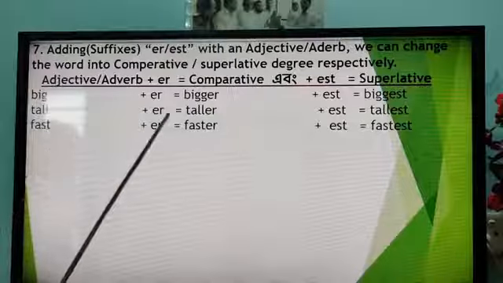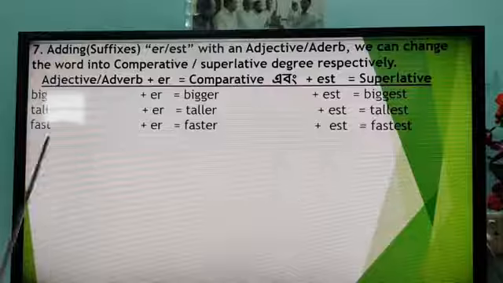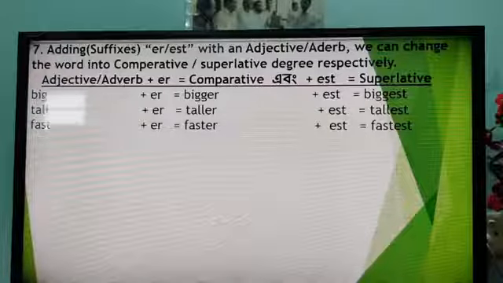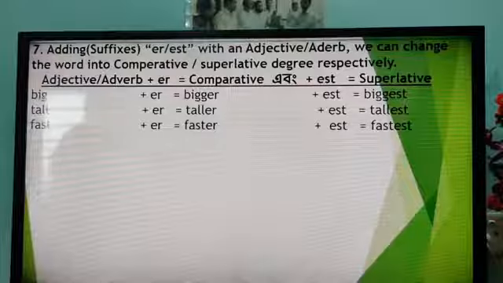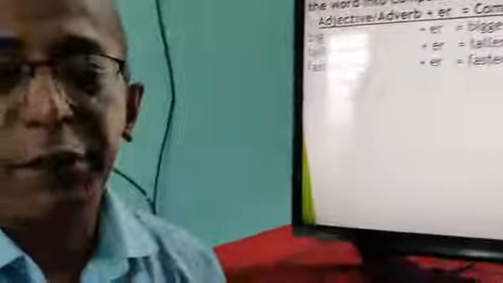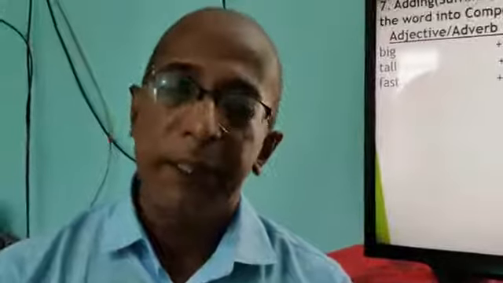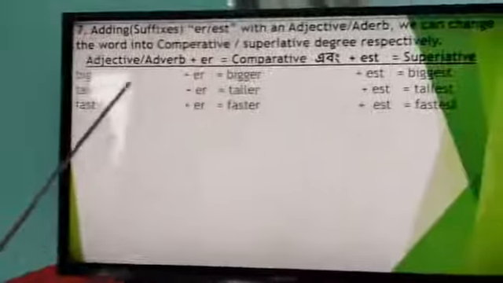Tall, taller, tallest, fast, faster, fastest. Er is added to make comparative degree and est is used to make superlative degree.